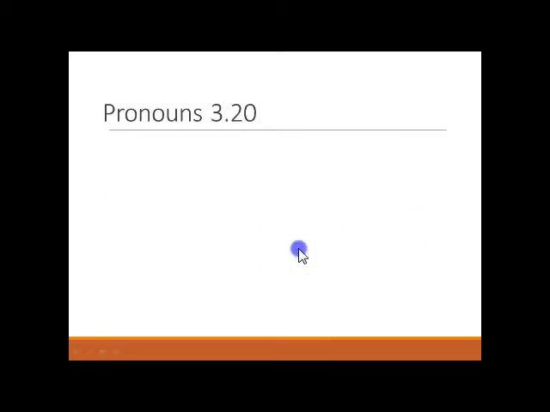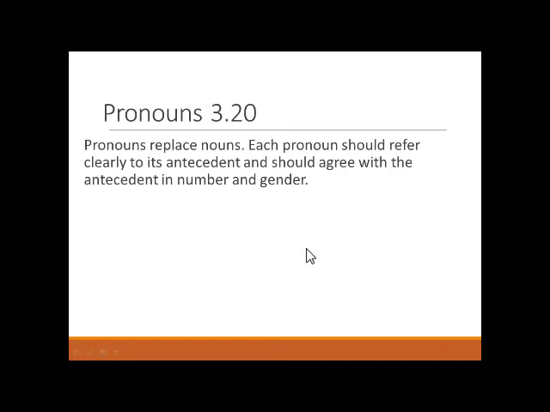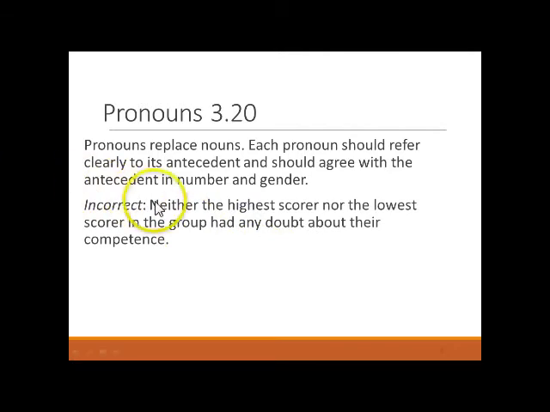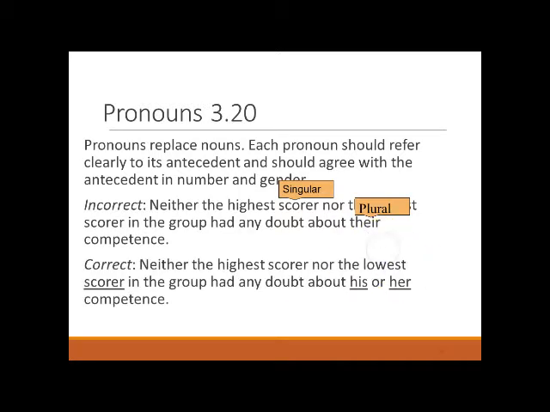In terms of pronouns, pronouns are words that replace nouns, and they have to agree with the rest of the sentence in terms of number and gender. So in this case, neither the highest scorer nor the lowest scorer in the group had any doubt about their competence. That's wrong because scorer is singular, but there is a plural pronoun. So there's inconsistency in that sentence.